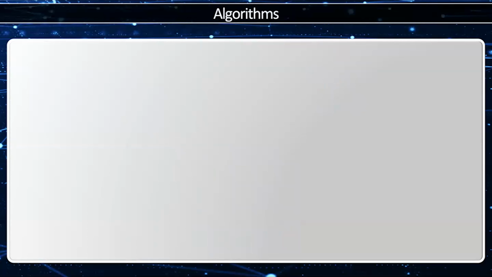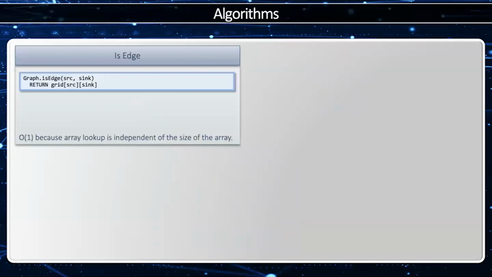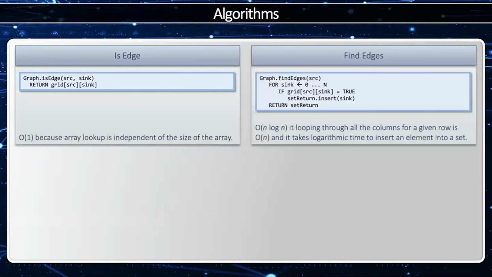Let's take a look at the implementation of the most important methods for the graph. The first method is edge. If I want to know if an edge between a source and a sink exists, then I just look at the grid, and if that's a true, then there's an edge. If it's a false, it's not. This is O sub 1 because I do 2 array lookups, and array lookups are independent of the size of the array.